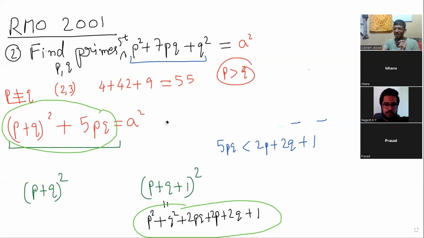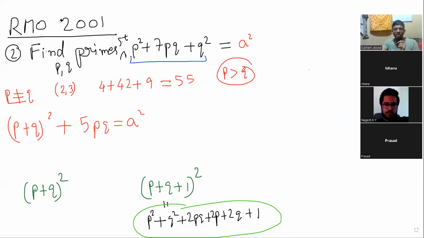The RMO questions are like this, right? You cannot do it in one shot. So the point is that P plus Q plus 1 could be a candidate. So we have to show that it cannot be. We have to show that this is not possible, which is maybe easy to do.